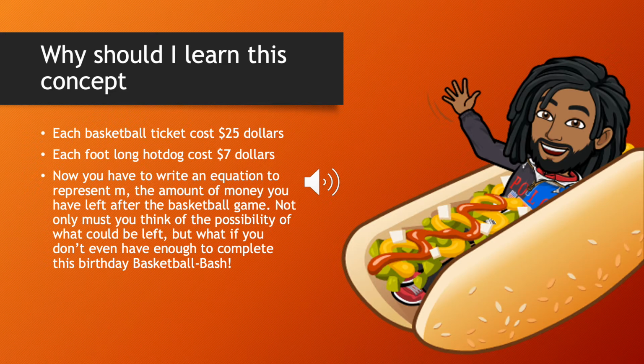That's something you've got to think about. Maybe you don't even have enough money to purchase yourself as well as your best friend a ticket and buy both of you a hot dog. So that's why we're going to have to create this equation to find out how much it's going to cost and what's left over, if anything.